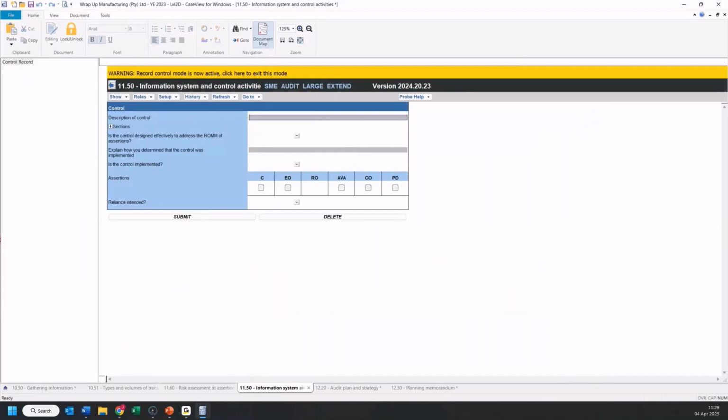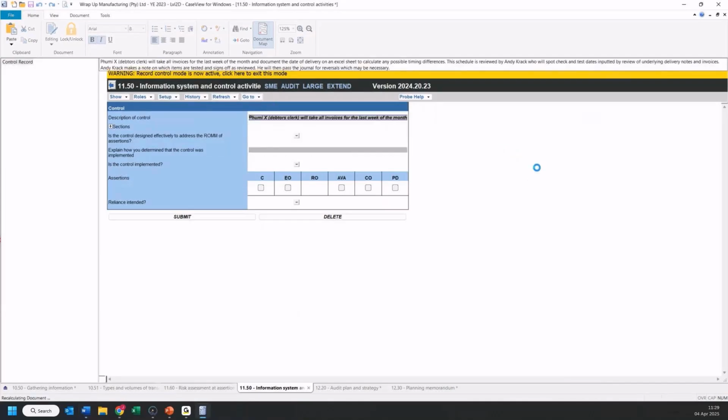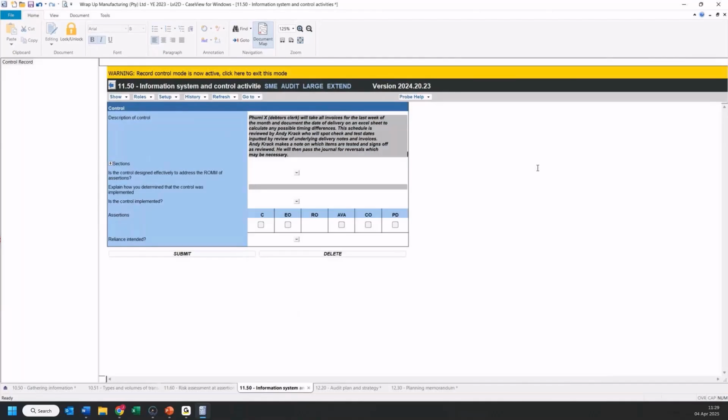Good. So the description of the control, still our debtors clerk. She is quite crucial in our plan here. Pumi will take all invoices in the last week of the month, document the date of delivery on an Excel sheet to calculate any possible timing differences. This schedule is reviewed by Andy Crack, who will spot check and test dates inputted by review of the underlying delivery notes and invoices. Andy Crack makes a note on which items are tested and then signs this sheet off as reviewed. He will then pass the journal for reversals which may be necessary.